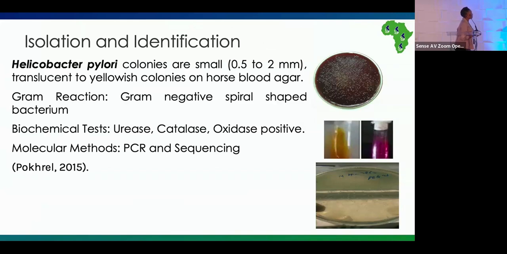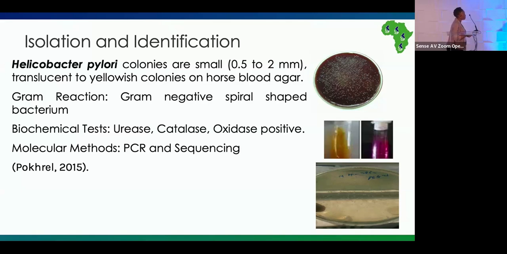How do we isolate and identify H. pylori? H. pylori colonies are small, between 0.5 to 2 mm, and they are usually translucent to yellowish colonies on horse blood agar. Then the gram reaction is a gram-negative spiral-shaped bacterium. When we use our crystal violet, Lugol's iodine, and ethanol to decolorize, and then we do a counterstaining with safranin, we have a gram-negative spiral-shaped reaction.